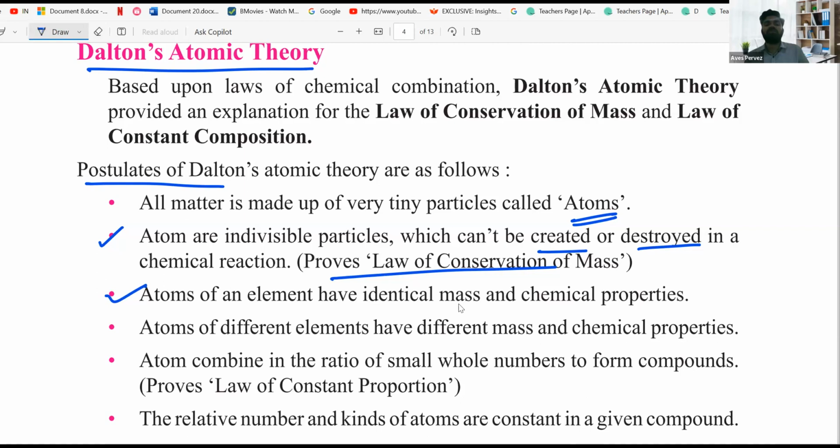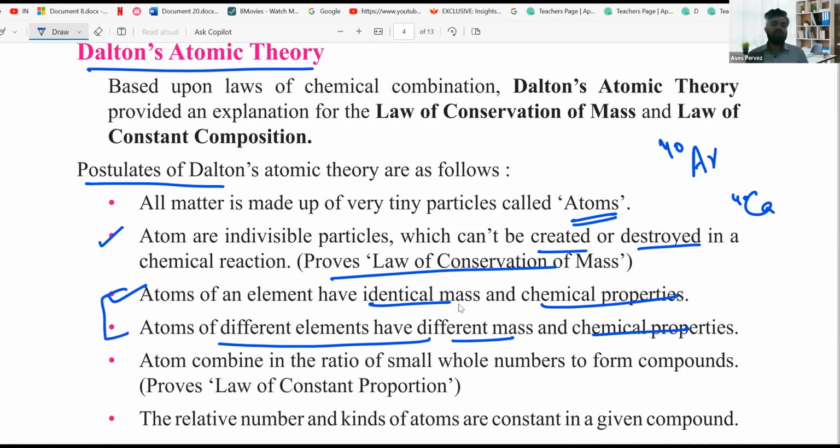Different atoms can also have the same mass. For example, argon has mass 40 and calcium also has mass 40. They are different atoms. They have the same mass but different chemical properties. So it is not so. So identical atoms of an element have identical mass and chemical properties, and atoms of different elements have different mass and different chemical properties. So in these two postulates, there is an error.